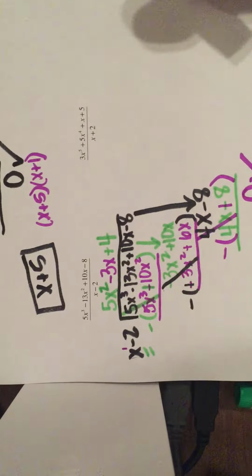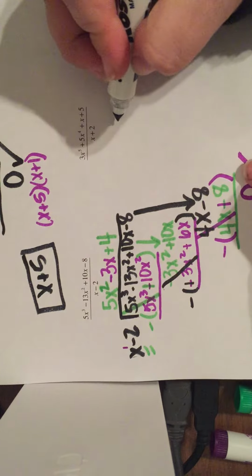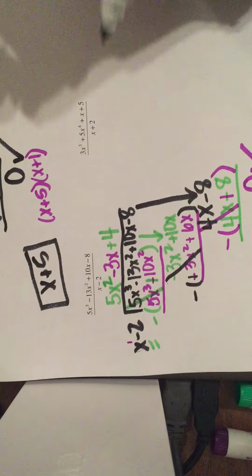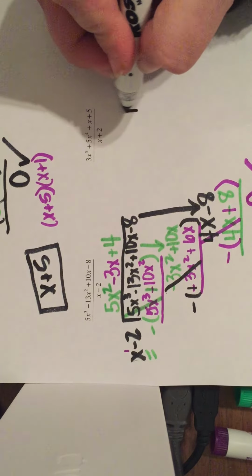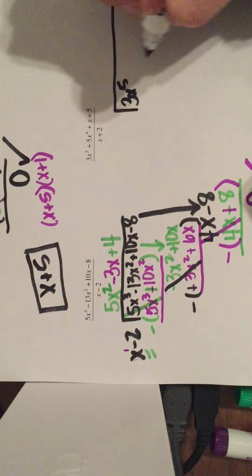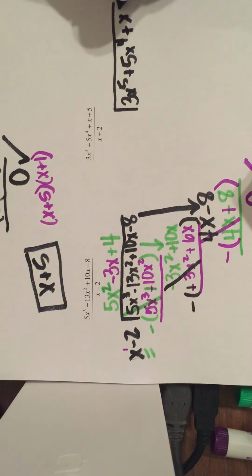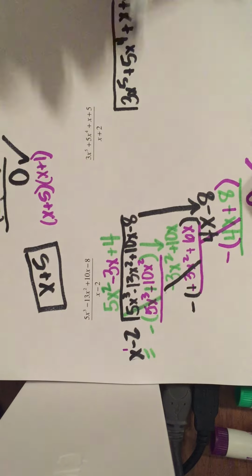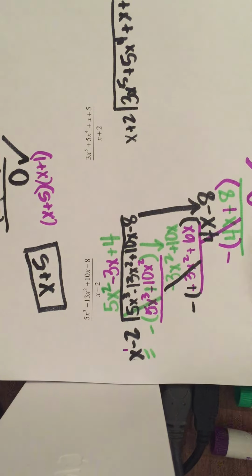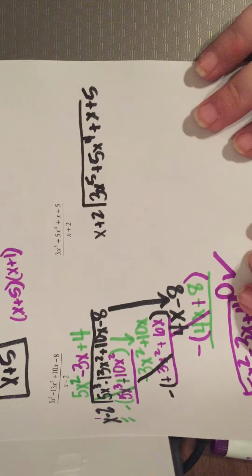Okay, one more. This one we're going to go a little bit faster because I think you got it by now. On the inside, I've got 3x to the 5th plus 5x to the 4th plus x plus 5. On the outside, I got x plus 2. Let's scoot it on in a little bit. There we go.